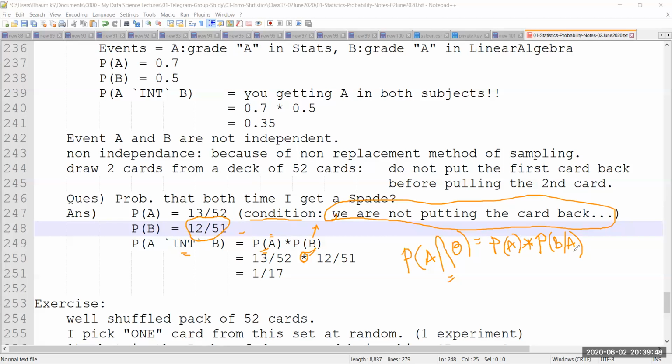So given I have an event A, which I have already done, so I have already picked up a card which is a spade. Then what is the probability of getting another card which is also a spade without keeping the first card back? So this is a very common representation of conditional probability, where one event is dependent on the other.